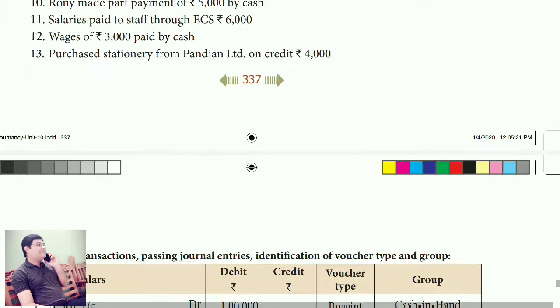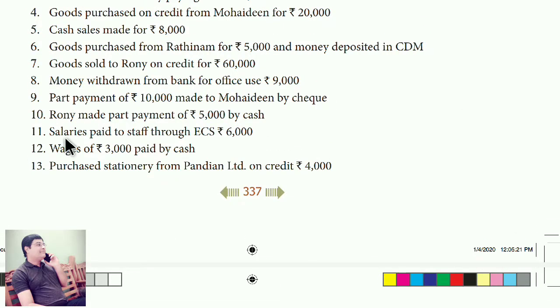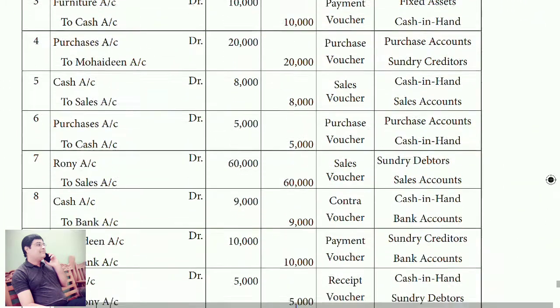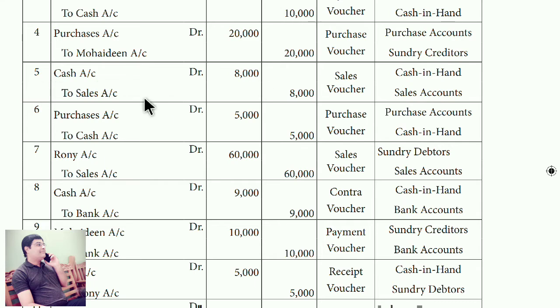Fifth question. Cash sales made for rupees 8,000. Cash sales means you receive the cash and make the sales. So cash comes in, goods go out. So cash is debited. Cash account debit to sales account, 8,000. When we sell, it comes under sales voucher. Cash will come under cash in hand, and sales will come under sales account group.